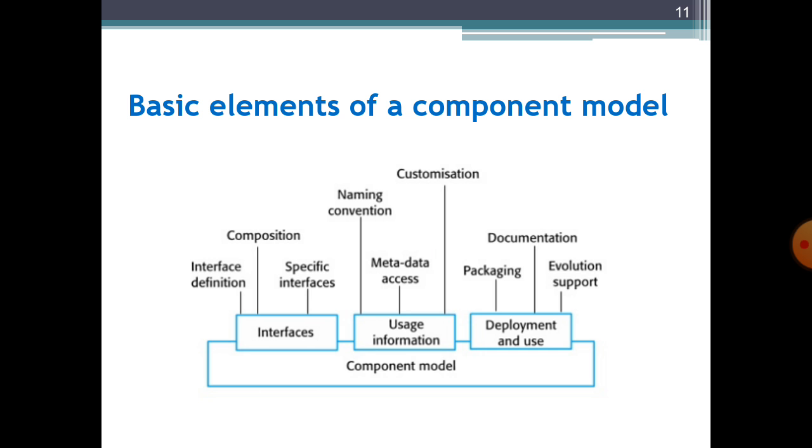And the third element of the component model is deployment and use. This deployment and use element is responsible for including a specification of how components should be packaged for deployment as independent executable entities, and the documentation and maintenance support is also provided in this deployment and use element. So these are the three basic elements which form a component model: the interface, usage information, and the deployment and use.